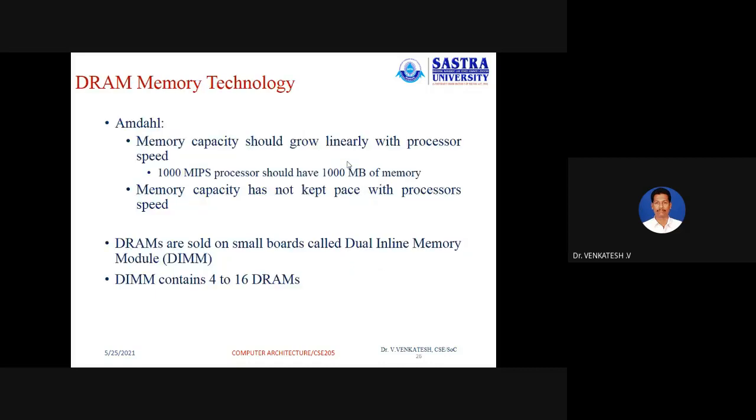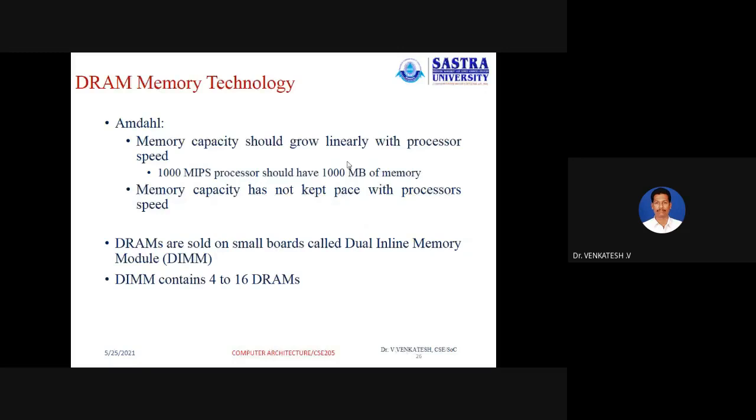Coming to the DRAM memory technology, you all know we use something called Amdahl's law. The memory should grow linearly with the processor speed. Last class we discussed a graph where the processor speed increases linearly, as well as the memory capacity. For example, MIPS had 1000 MB of memory, so it has to increase linearly.